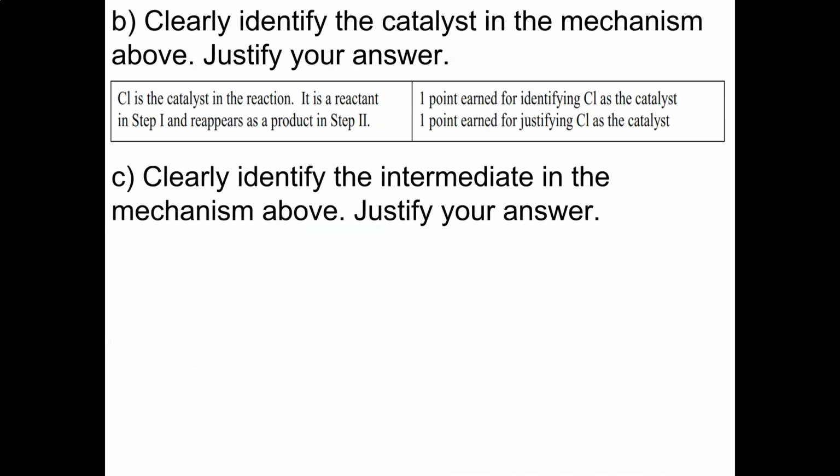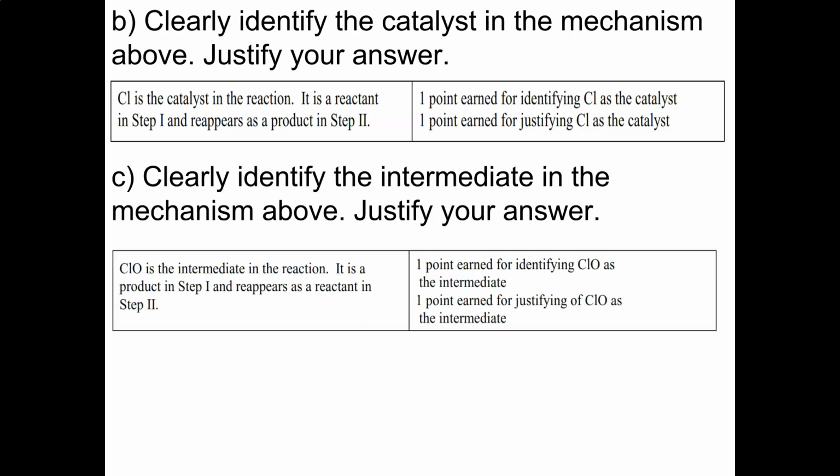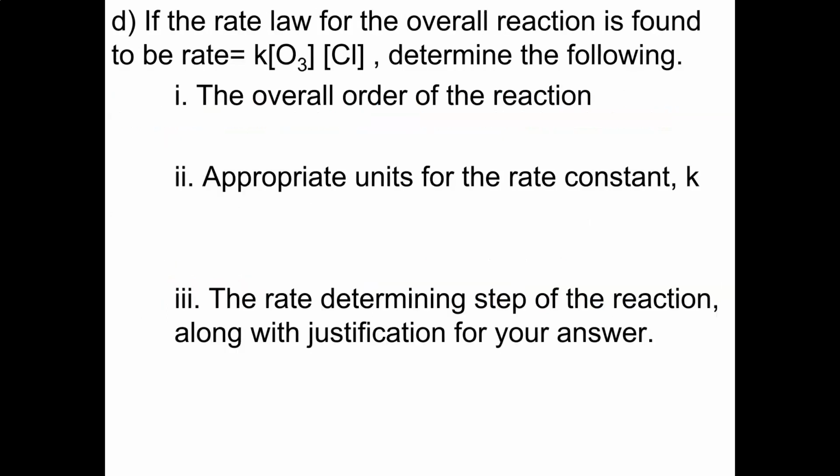So Cl is the catalyst, and the justification is that it is a reactant in step 1 and appears as a product in step 2. See how easy that is? You can't screw that up. All you have to do is stipulate where it is. Clearly identify the intermediate. We already identified that too. ClO is the intermediate. It is a product in step 1 and a reactant in step 2.